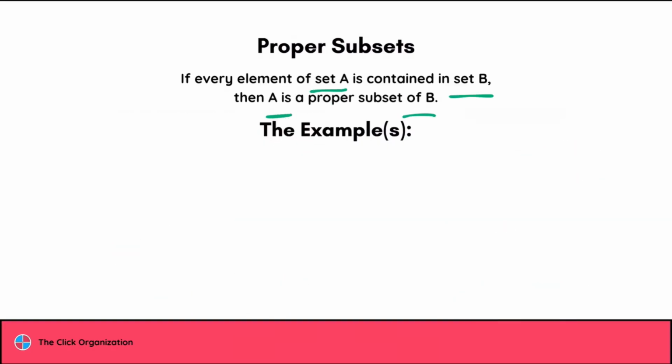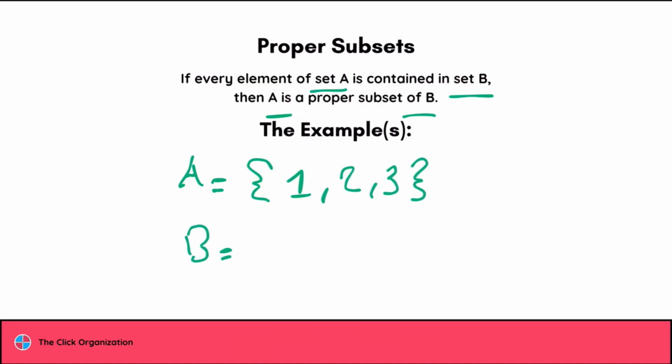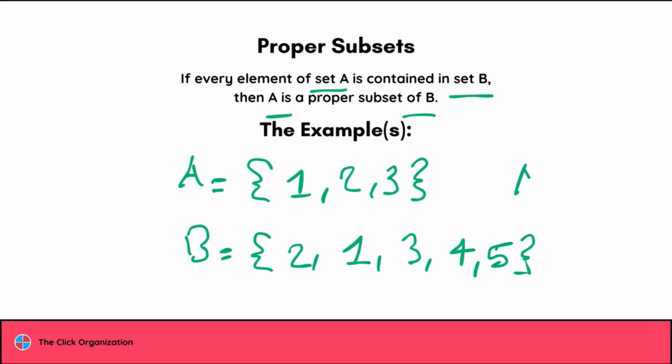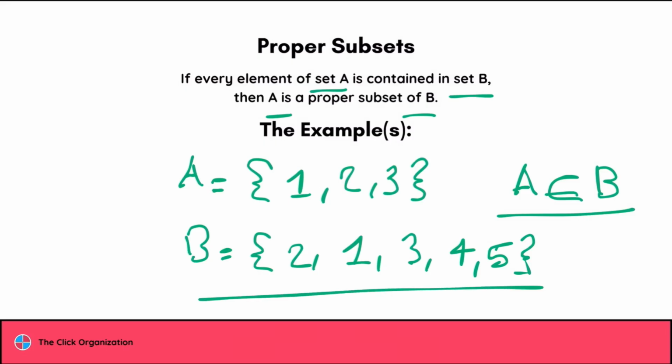So yeah, for example, let's go with a smaller example. So A has the elements of 1, 2, and 3, okay? And B has the elements of 2, 1, 3, 4, 5, okay? In here, A is a subset of B, but it's not equal to B as they don't have the same elements. B has more elements, right? So this is what proper subsets are.